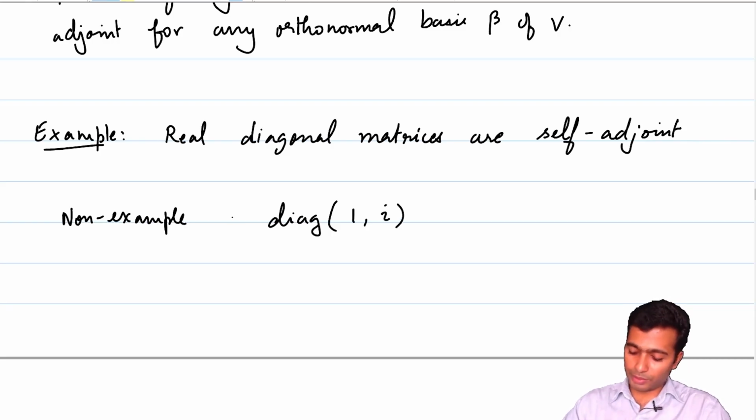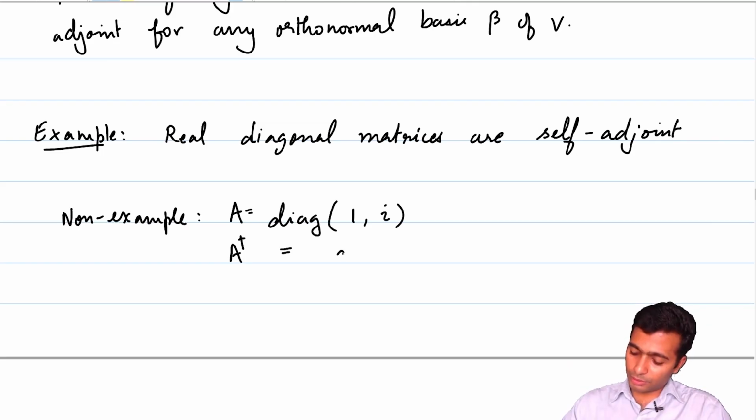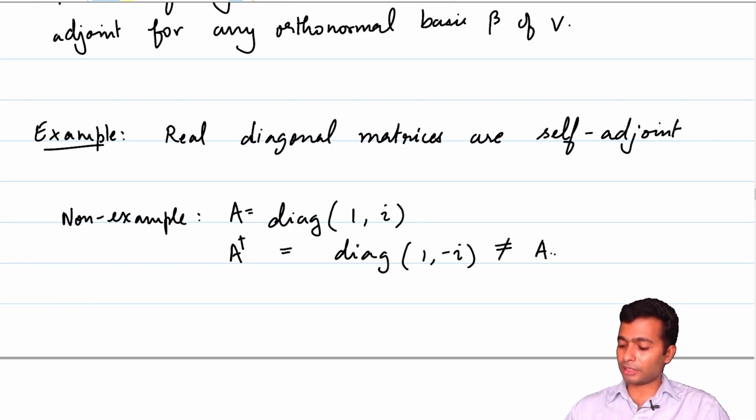and what is going to be the adjoint of A? The adjoint of A, which represents the matrix of the linear transformation L_A star, is just going to be diagonal of 1 comma minus i, because the conjugate of i is minus i, which is not equal to A. So in the case of matrices with complex entries, we have to be a bit more careful. The diagonal matrices will not turn out to be self-adjoint.